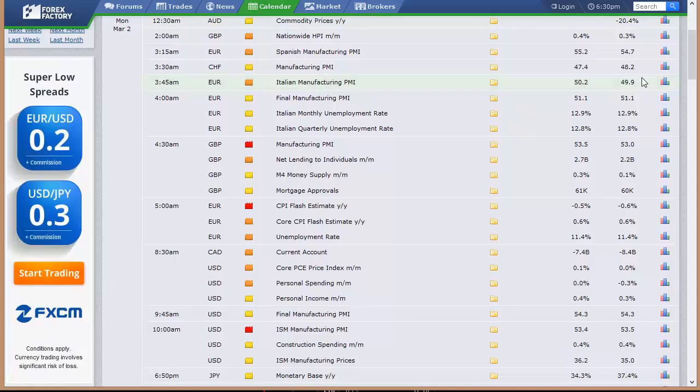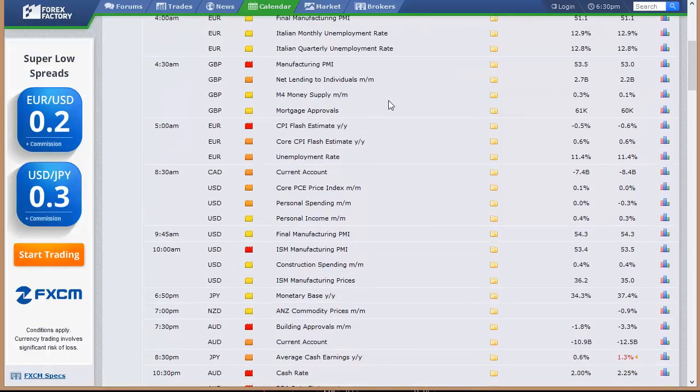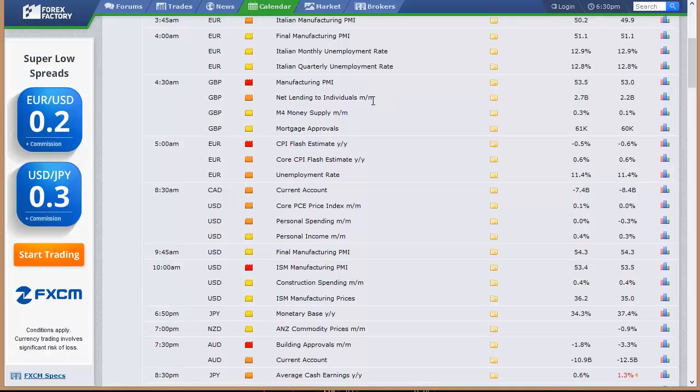We're going into Monday, commodity prices out of Australia, housing price index out of the UK, Spanish manufacturing PMI and Swiss of the same, and Italian of the same, and the broad European number of the same. Italian monthly unemployment rate and quarterly unemployment rate. I guess they break it down a couple ways over there. I'm looking for a 12.8% number.